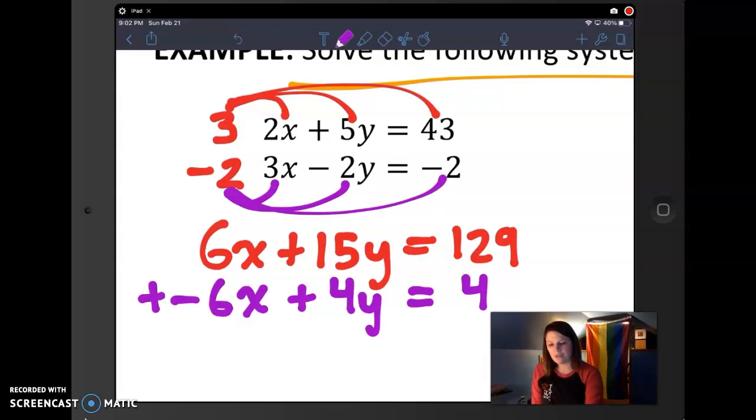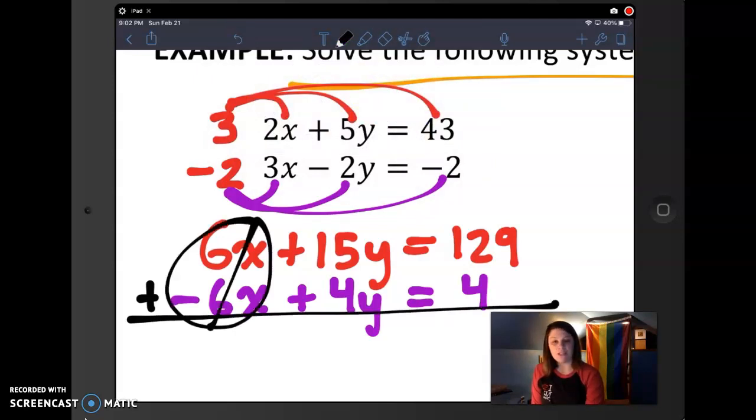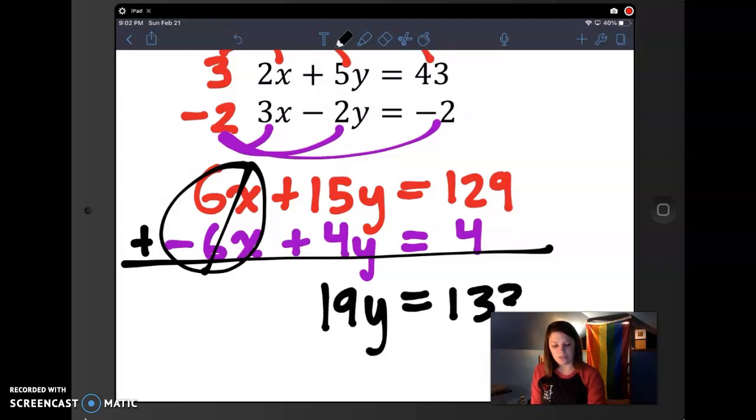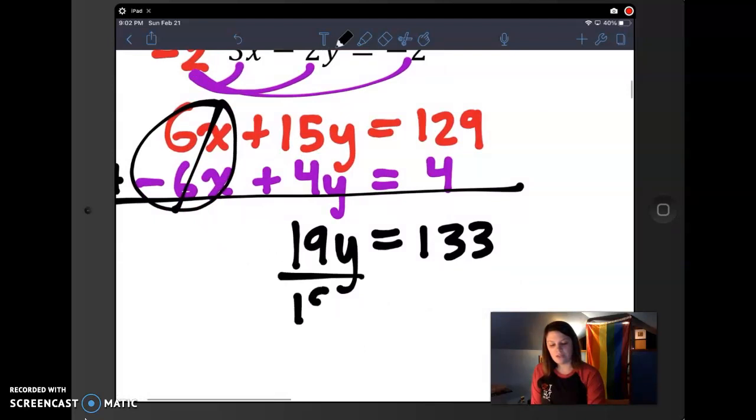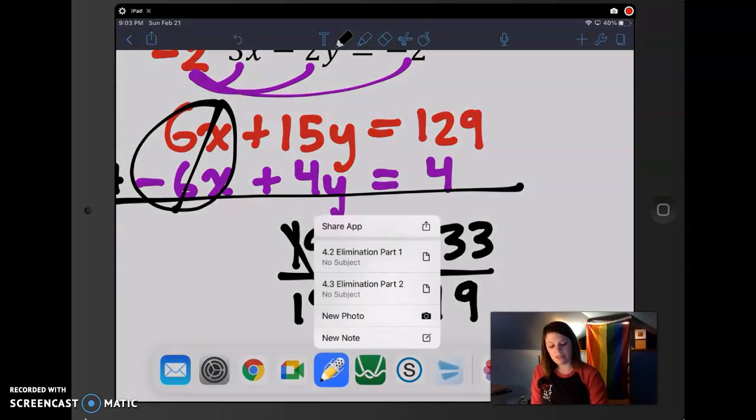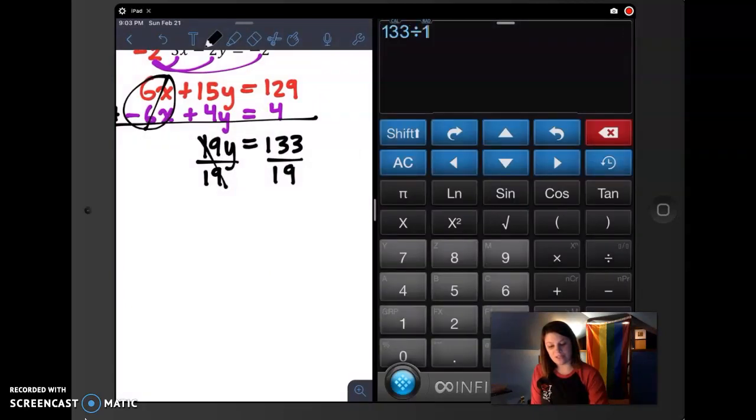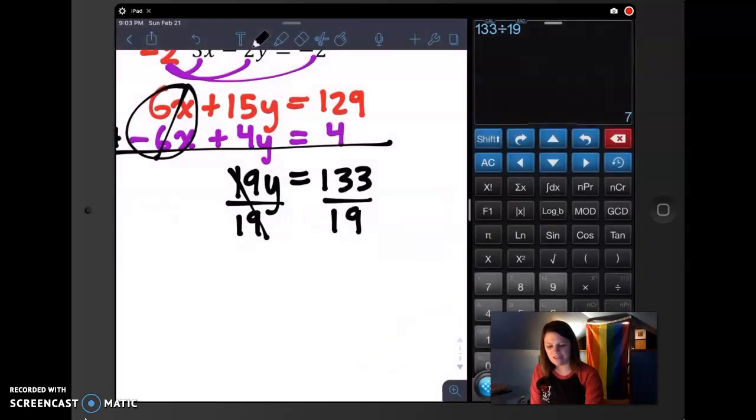All right, and then we're going to add top to bottom just like we did before. This eliminates or creates 0, as I've said before. 19y, 15 plus 4, and then this is going to be 133. And now it's a cute little one step. All we have to do is divide by 19. I don't know my 19 multiplications at all. So 133 divided by 19 is equal to 7. I had to look that one up. No shame in my calculator game. I love calculators.